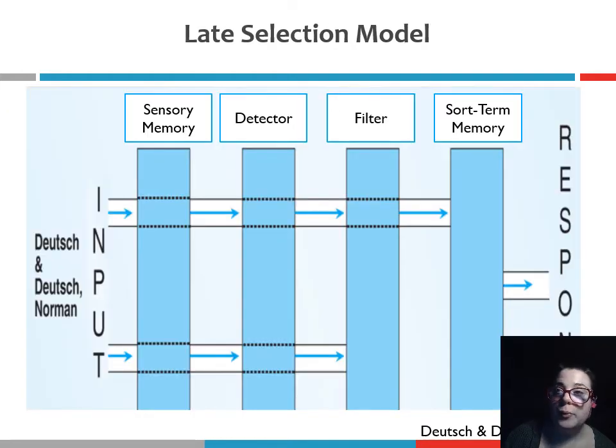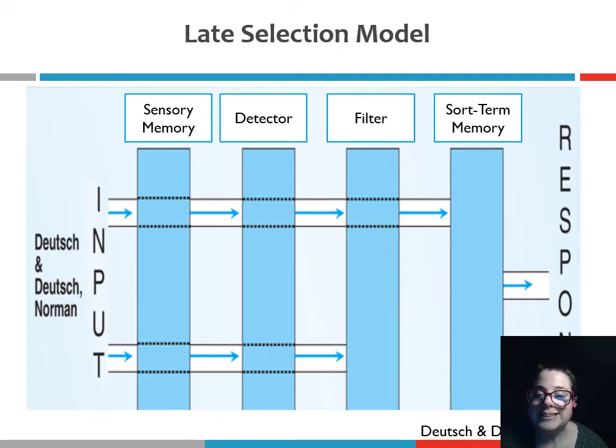Okay, so in light of all of these inconsistencies, there was a new model of selective attention that was proposed, and this model was proposed by Deutsch and Norman, and it was very, very similar to Broadbent's model, but it flipped two of the components.